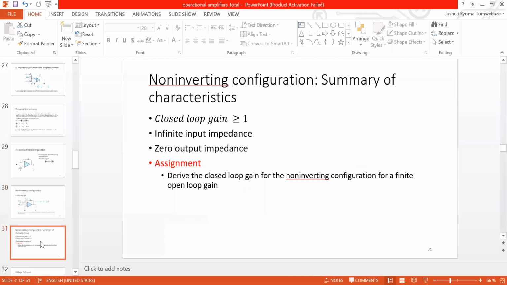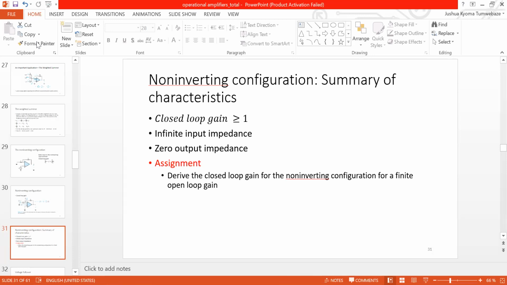So let us go briefly and summarize what we have looked at. We have seen that for the non-inverting configuration, the closed loop gain is greater than or equal to 1. That means the smallest value that you can get there is 1. The other thing is that it has infinite input impedance and 0 output impedance.